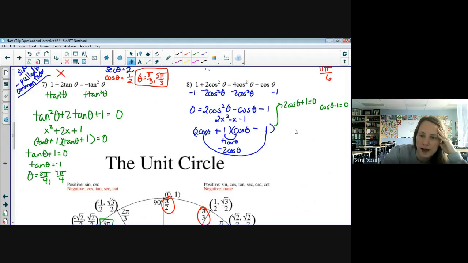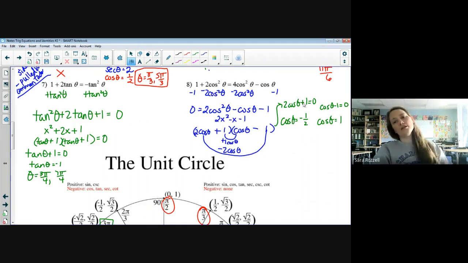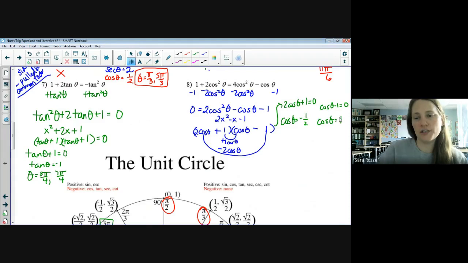Go ahead and get the cosines by itself on both of those problems. So we're trying to find when cosine is negative 1/2, right? We subtracted 1 and divided by 2. And when cosine is positive 1. Did y'all get that? Negative 1/2 and 1, that's what we're looking for?